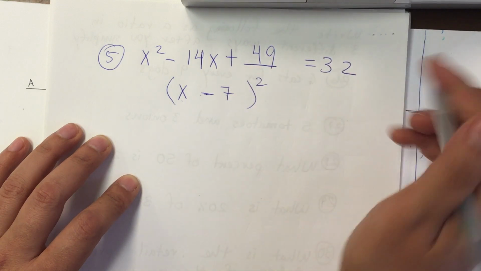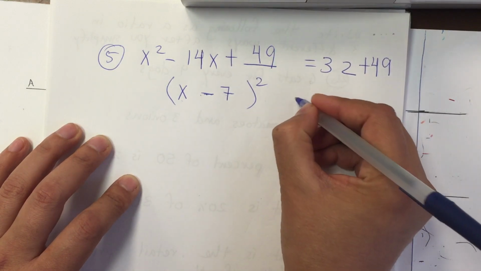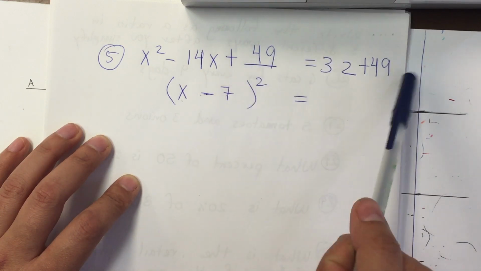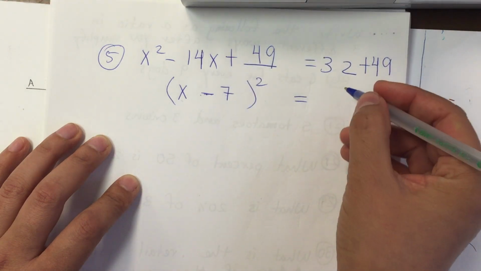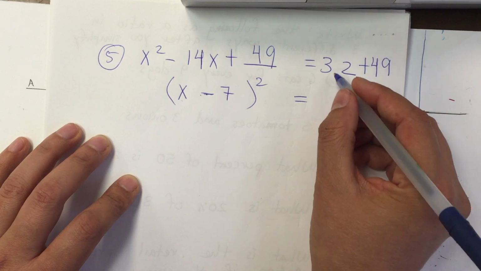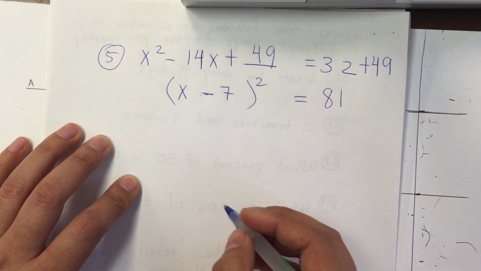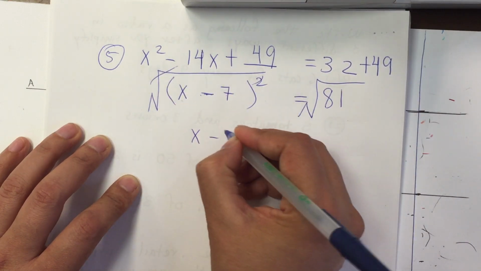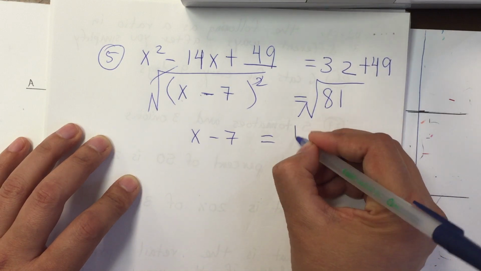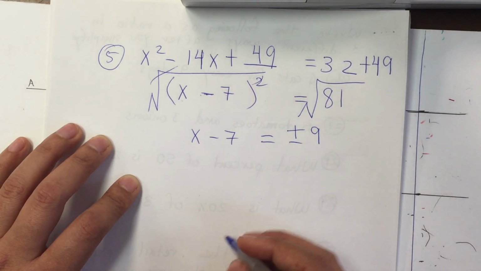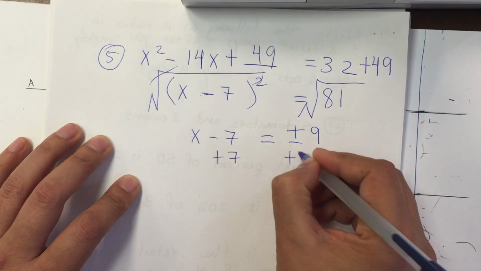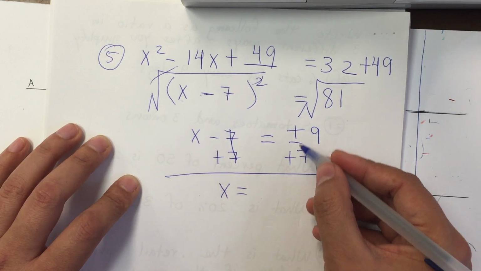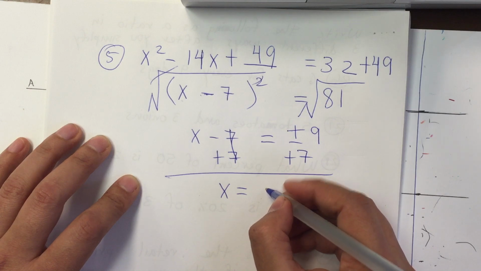Whatever I add to one side, I'm going to add to the other side. Okay, this is to complete the square, so I need to put it in both because this is coming out of nowhere. So we can't just add on one side and not on the other. And when I add this, it's equal to 81. I take the square root of both sides, and so x minus 7 is equal to plus or minus 9. I add 7 to both sides, and so x is equal to 7 plus 9, which is equal to 16.